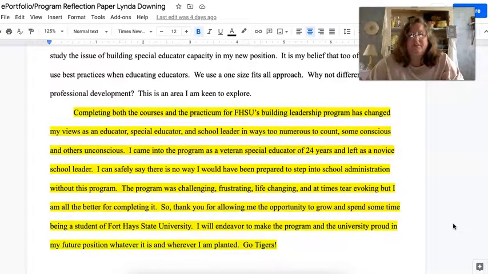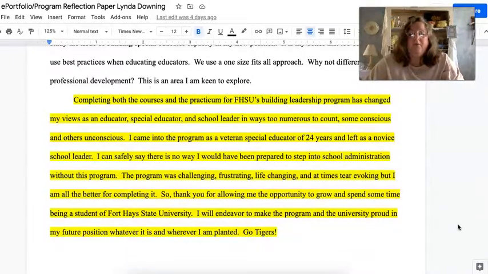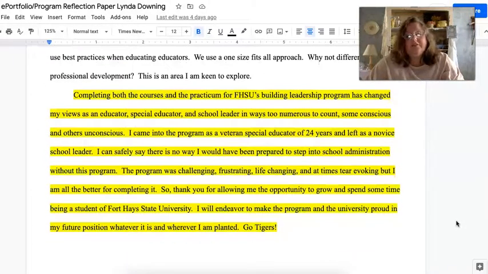Completing both the courses and the practicum for my Fort Hays State University's Building Leadership program has changed my views as an educator, special educator, and school leader in ways too numerous to count. Some conscious and others unconscious. I came into the program as a veteran special educator of 24 years, and I left as a novice school leader. I can safely say there is no way I would have been prepared to step into school administration without this program. The program was challenging, frustrating, life-changing, and at times tear-evoking. I am all the better for completing it.